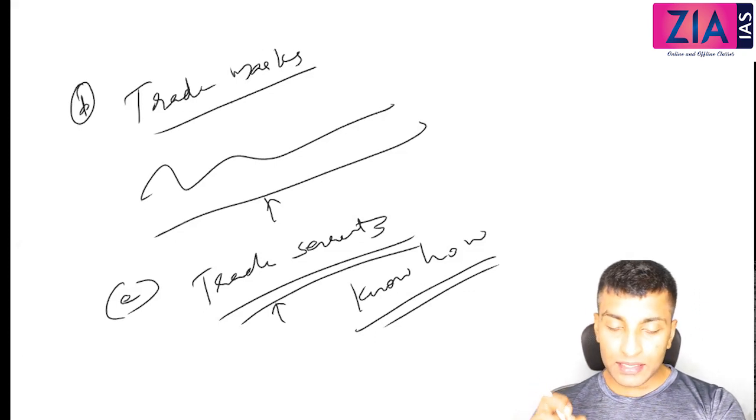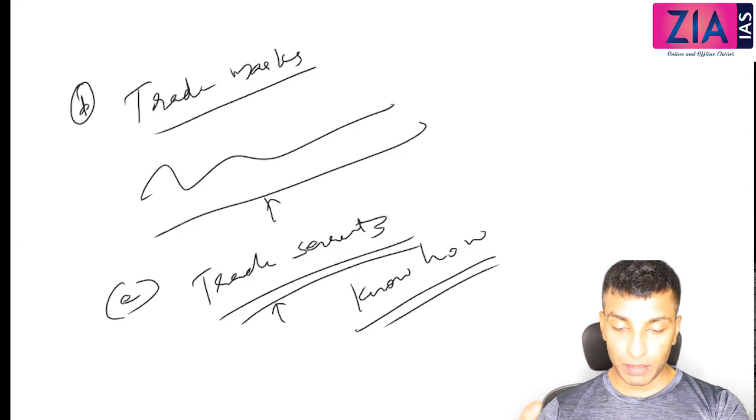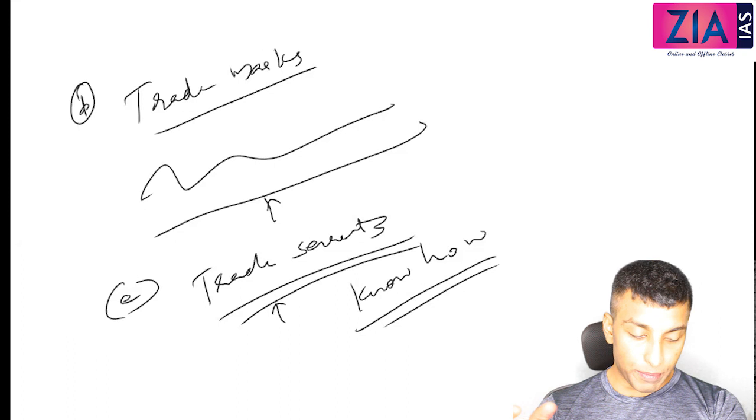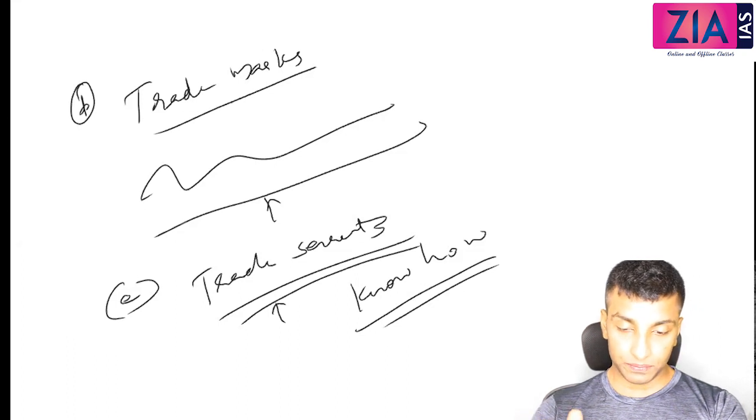So in simple language, it is a way of producing some particular product. The way you produce, it's secret information that is with you, right? So it is kept undisclosed as a trade secret.